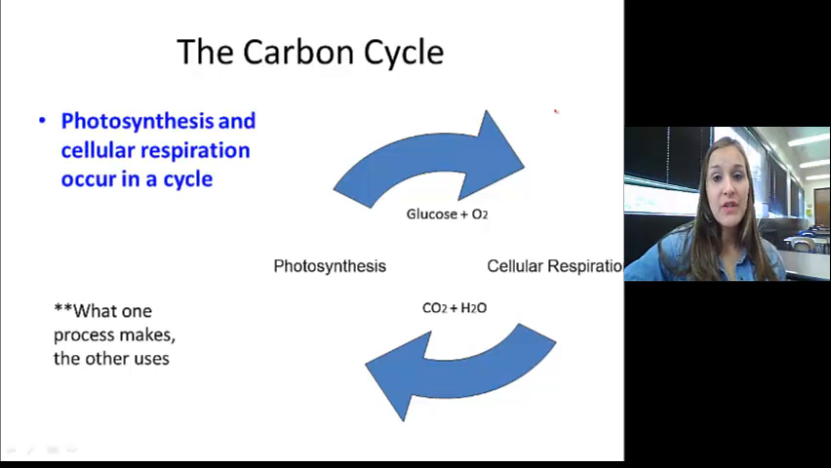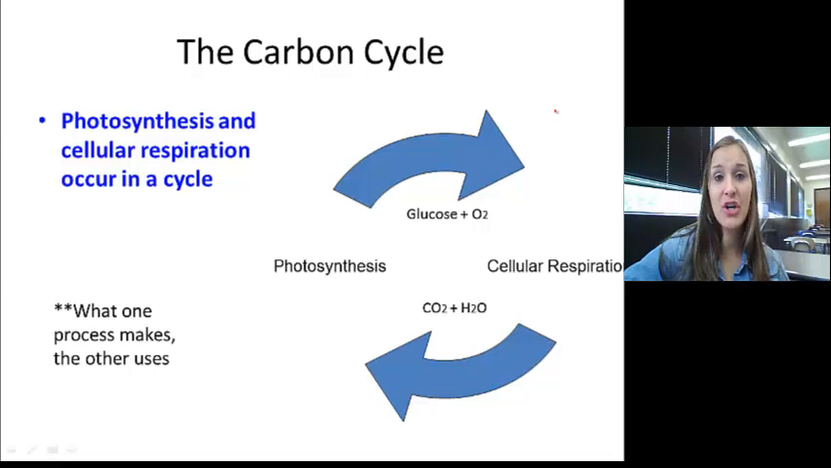Now moving on to the carbon cycle. Now the reason why we're learning it now is because what do plants take in? Carbon dioxide. And what do we breathe out? Carbon dioxide. That's where the carbon is. Carbon is also in the sugar, C6H12O6. So photosynthesis and cellular respiration are the complete opposite.